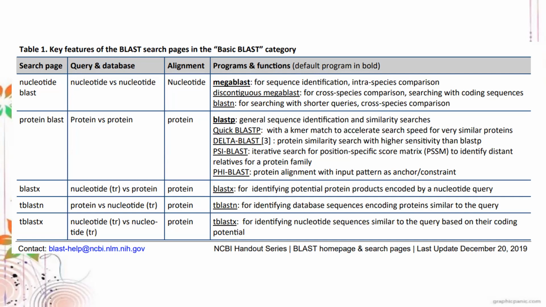So if you also have the blastx, protein to protein, again, as I told you before, this is for identifying database sequences encoding proteins similar to your query. And tblastx, for identifying nucleotide sequences similar to the query based on their coding potentials. So these are the key basic BLAST features that we have.